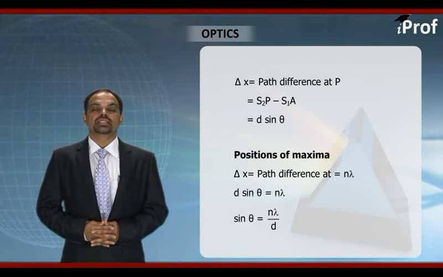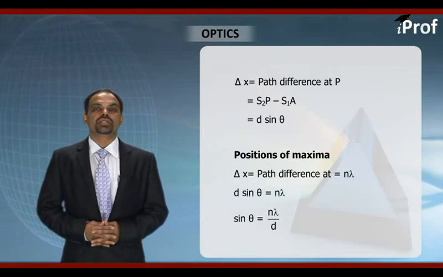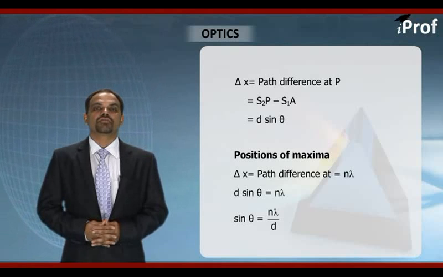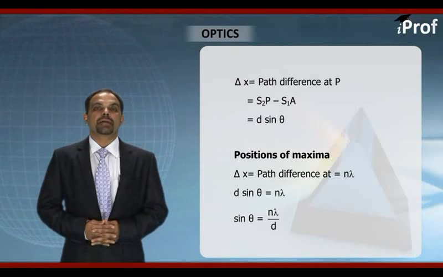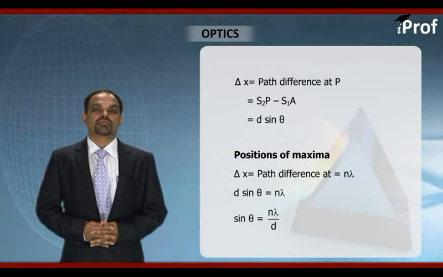Interference is a calculation of a path difference. Now here we have calculated the path difference between two waves as d sine theta. Now let's move into calculation of the position of minima and maxima. When I say maxima, it means we are interested in the points of constructive interference.